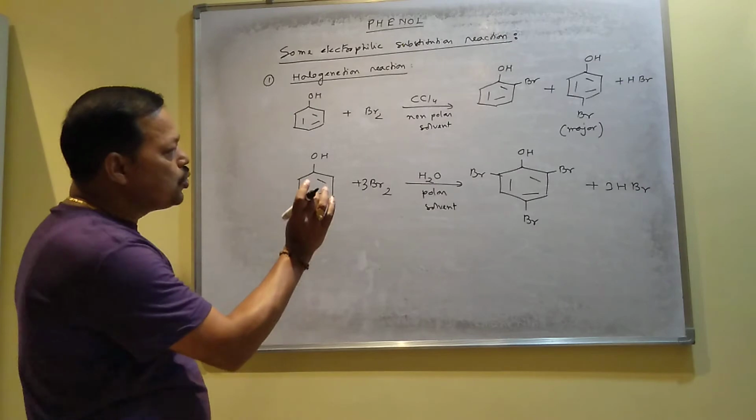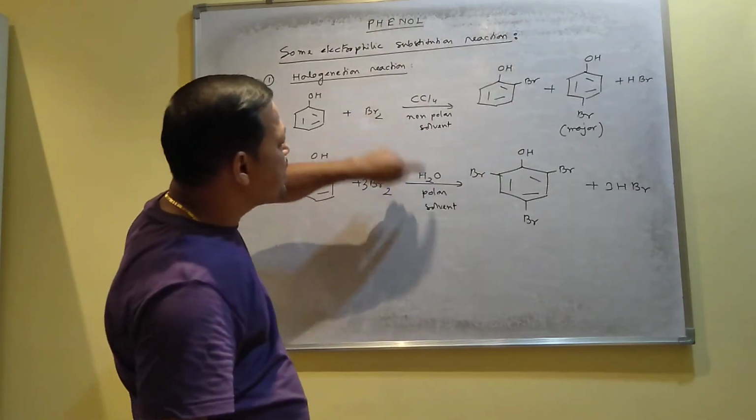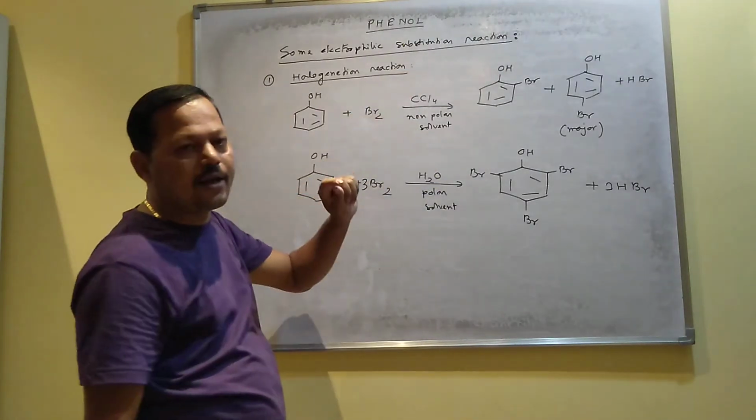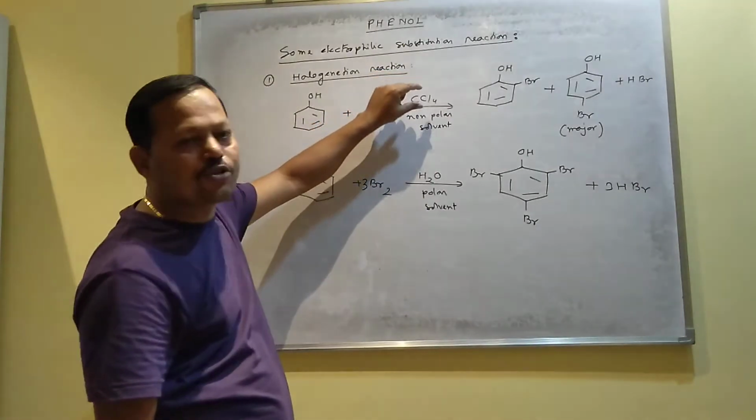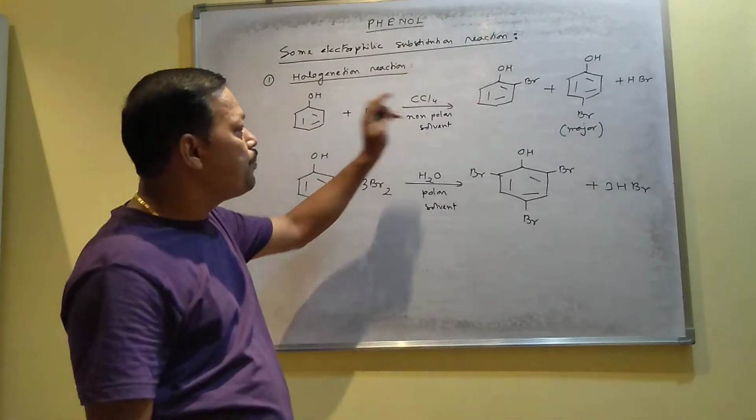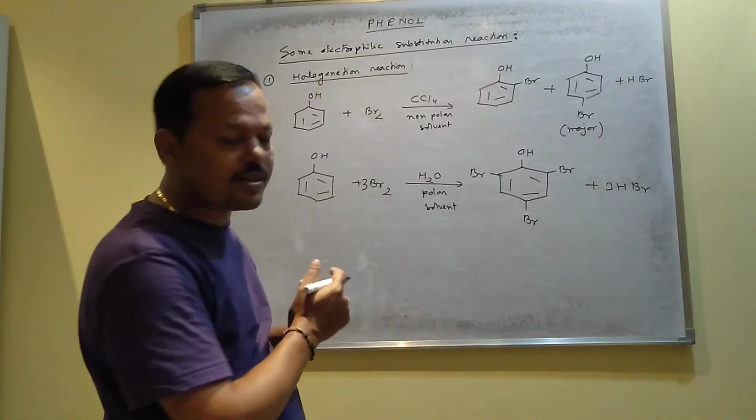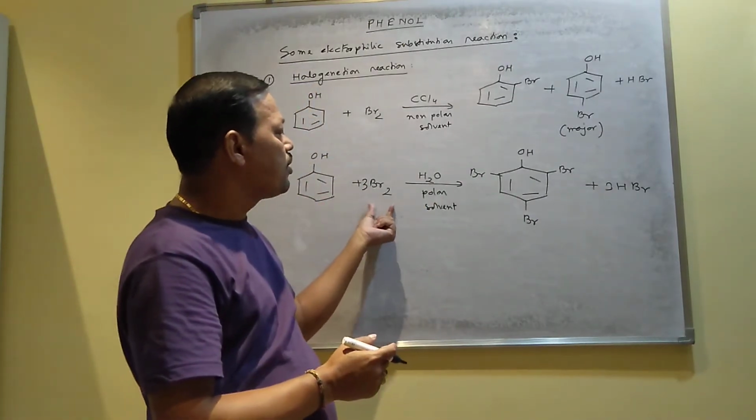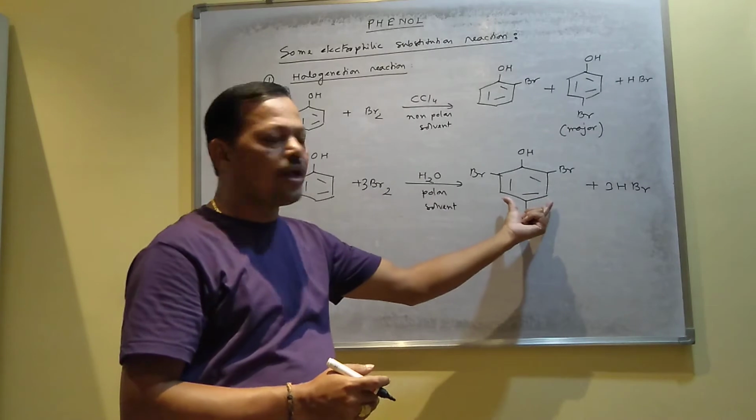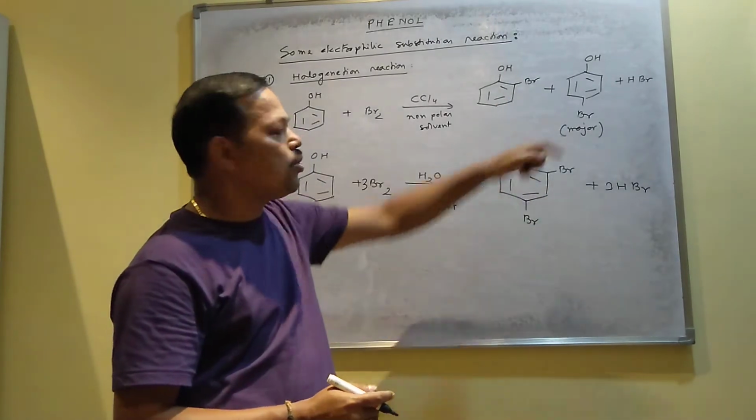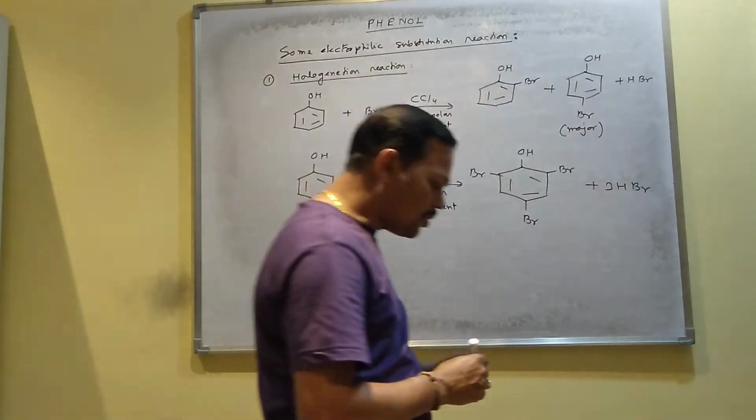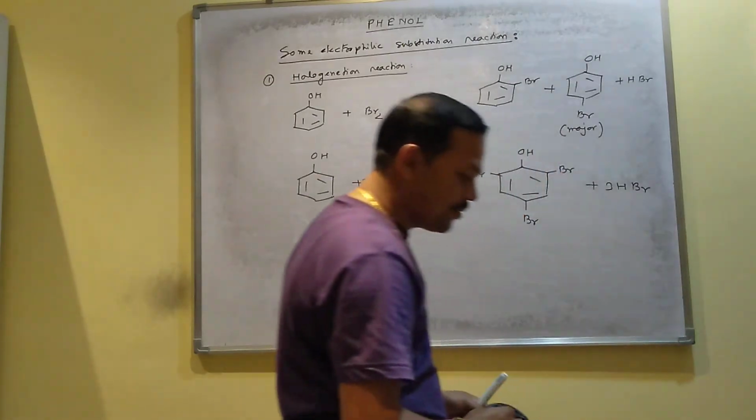So you have to know about the reagent, what is present above the arrow, whether they use a polar solvent or non-polar solvent, and based on that you will get different products. So in the exam, if the reaction asks phenol plus bromine in presence of water, then you have to write this product only, don't write ortho and para products. So this is one of the important reactions.